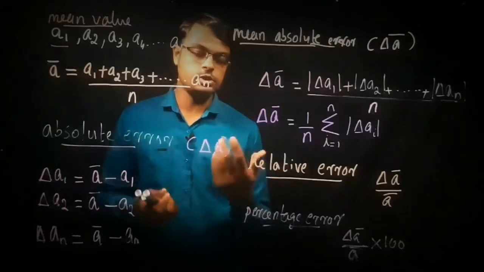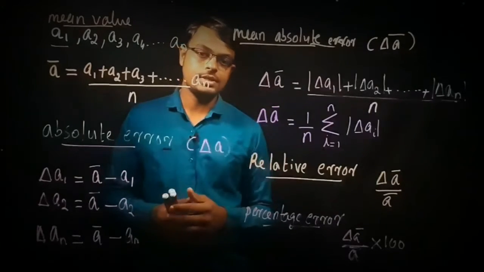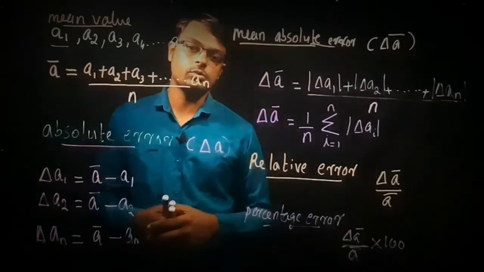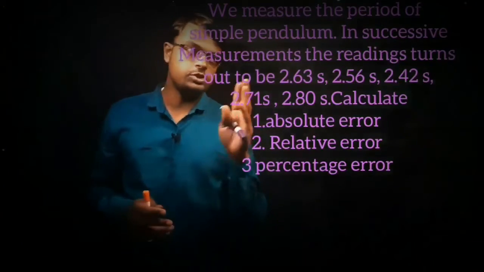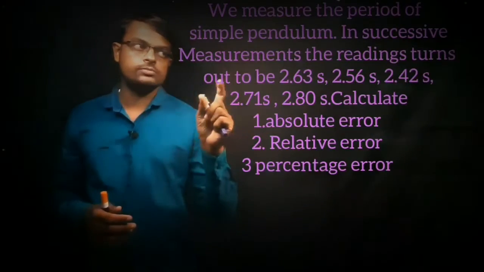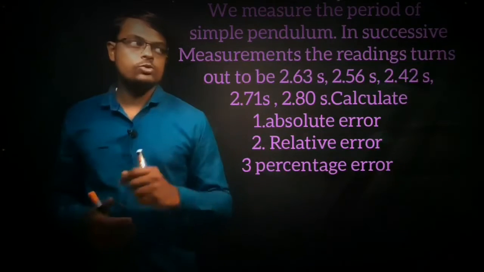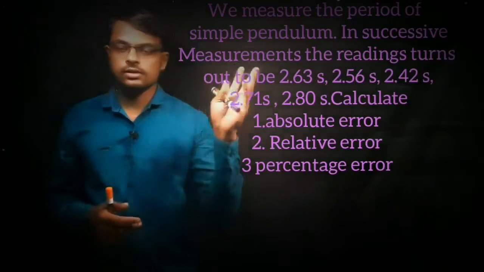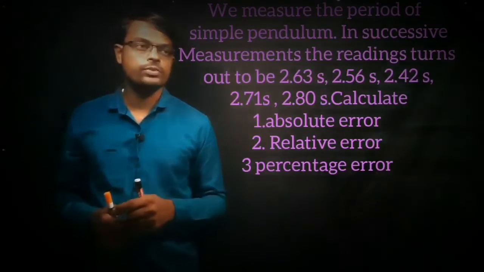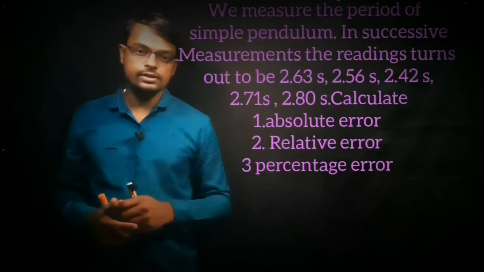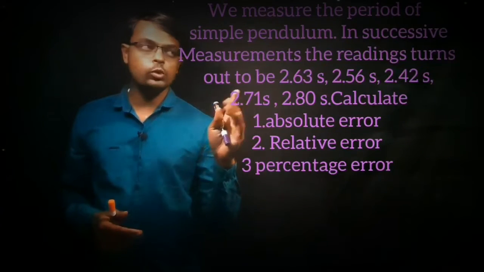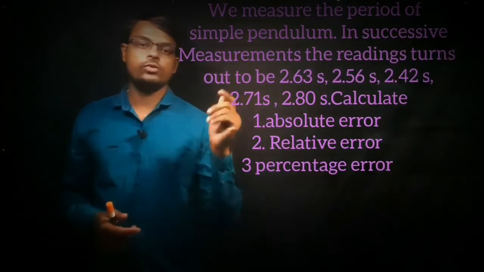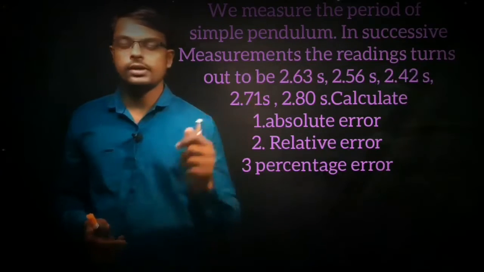It will be very easy to understand. Let's do your NCERT problem itself, the simple pendulum question. Now let's do this problem. Read the question. We measure the period of oscillation of a simple pendulum. In successive measurements, the readings are 2.63 seconds, 2.56 seconds, 2.42 seconds, 2.71 seconds, and the last one 2.80 seconds.